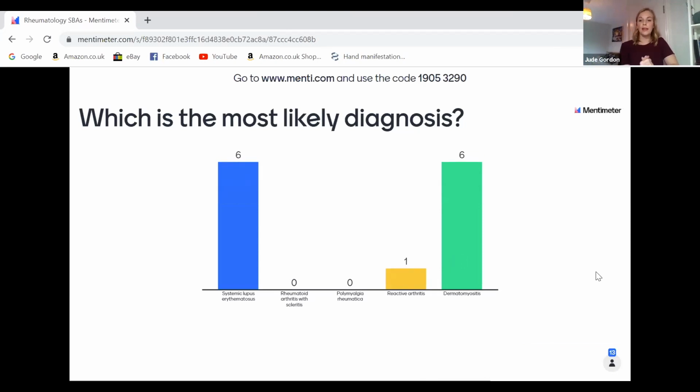Okay, so a bit of a split here, and it's continuing to split. I think that's understandable in the sense that there's quite a lot of overlap between these conditions, and in particular with the features mentioned there. So the correct answer is dermatomyositis.